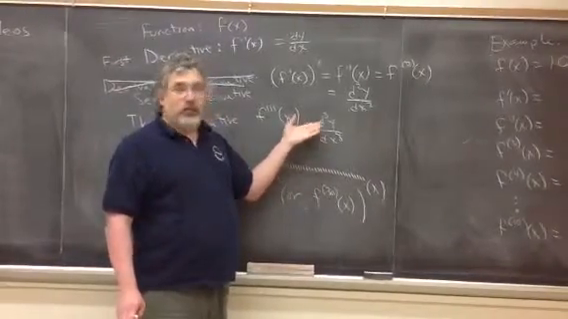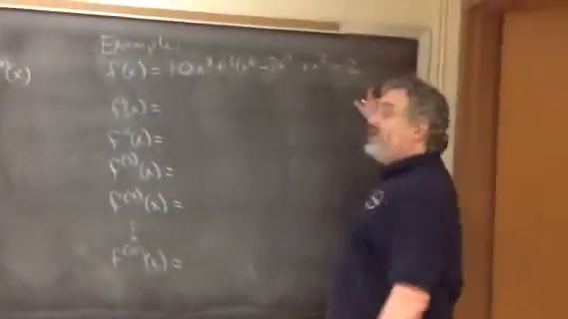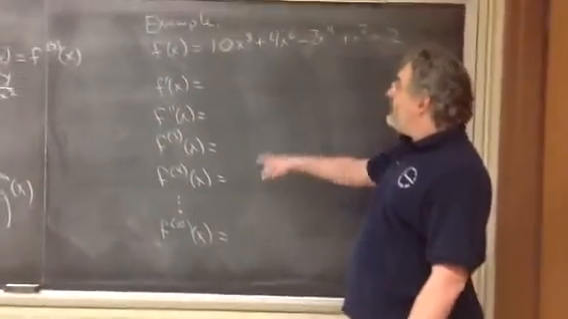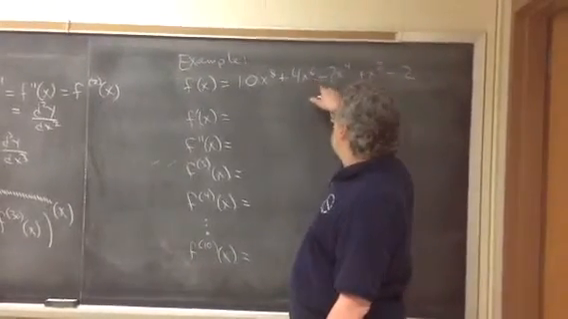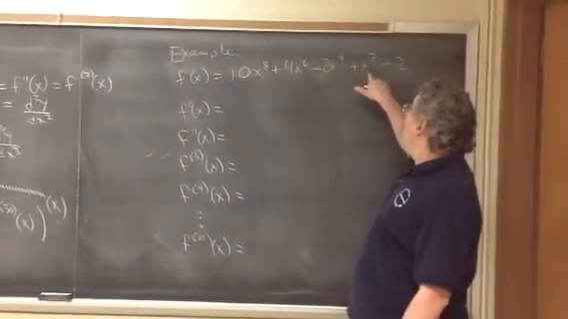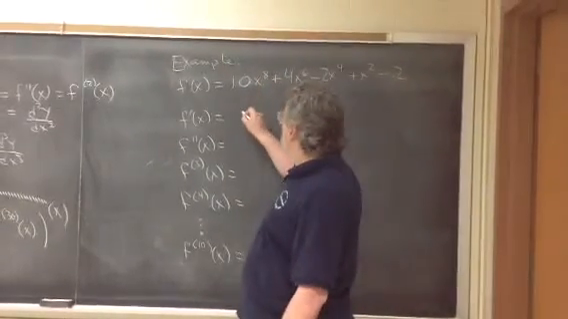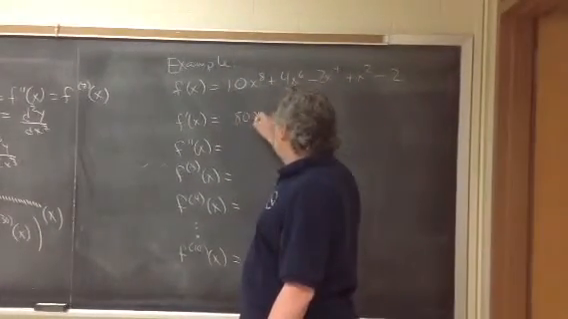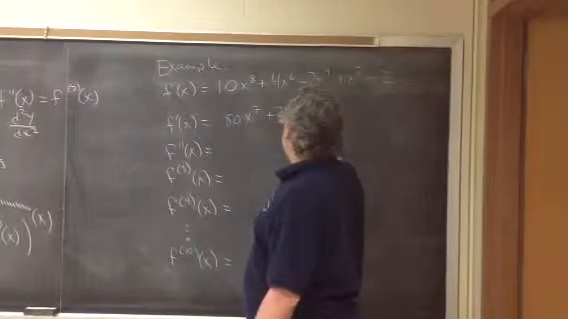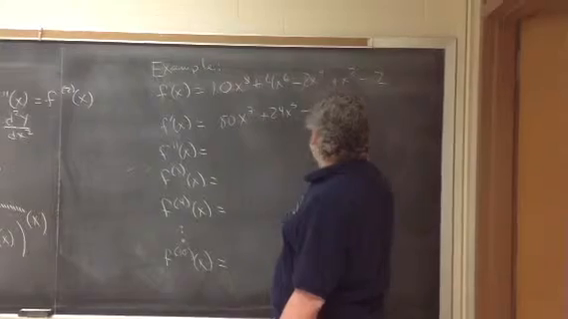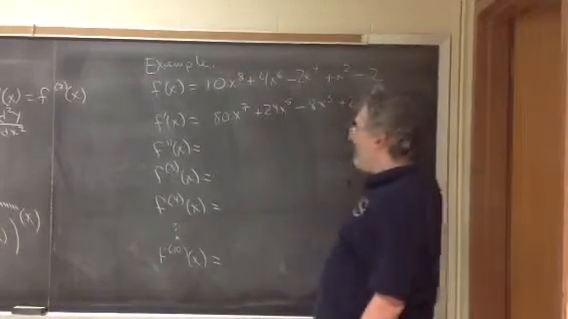So let's do an example. Here's a function, a polynomial. I'm going to take its derivative and so forth. Its first derivative, 10x to the 8th plus 4x to the 6th minus 2x to the 4th plus x squared minus 2. I take the derivative. What do I get? I get 80x to the 7th plus 24x to the 5th minus 8x cubed plus 2x, and then that goes away.